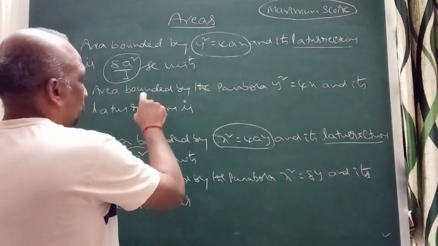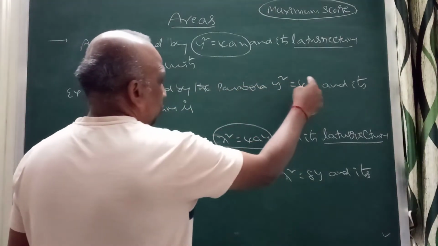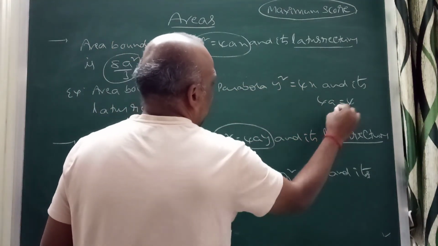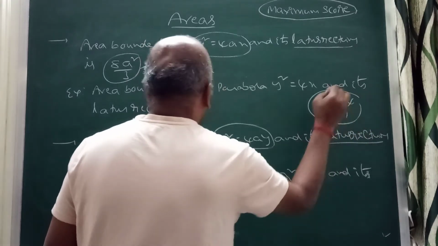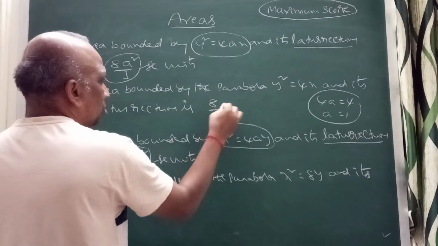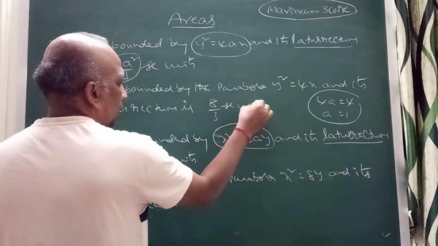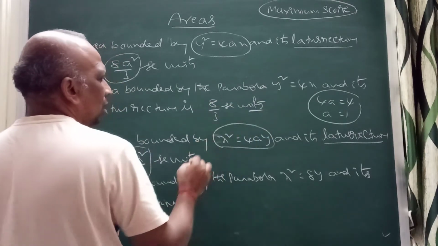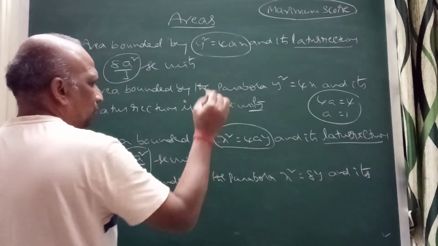You can see this example problem. Parabola y square equal to 4x. 4a is equal to 4, so a is equal to 1, right? We got a is equal to 1. So your answer is 8a square by 3, which is 8 by 3 square units.